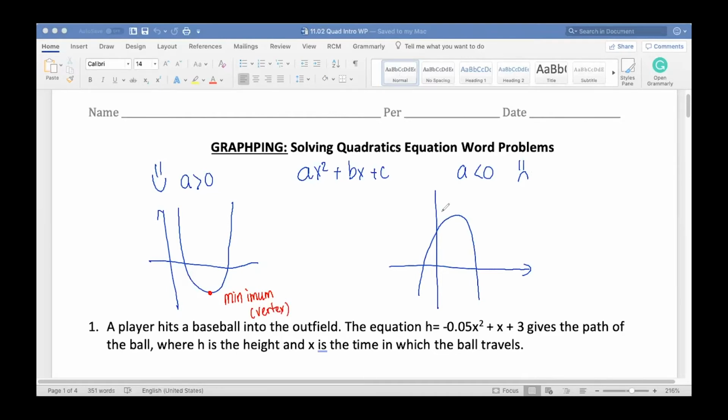And then over here, as you can see, this is the top of your head. So it's going to be your maximum. And we also call it the vertex. Every single point is always labeled with x and y, so make sure you always read the x and y coordinate.